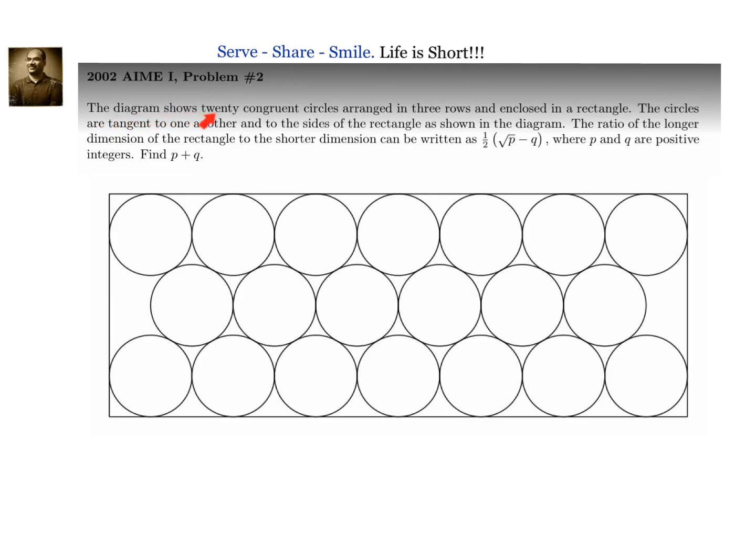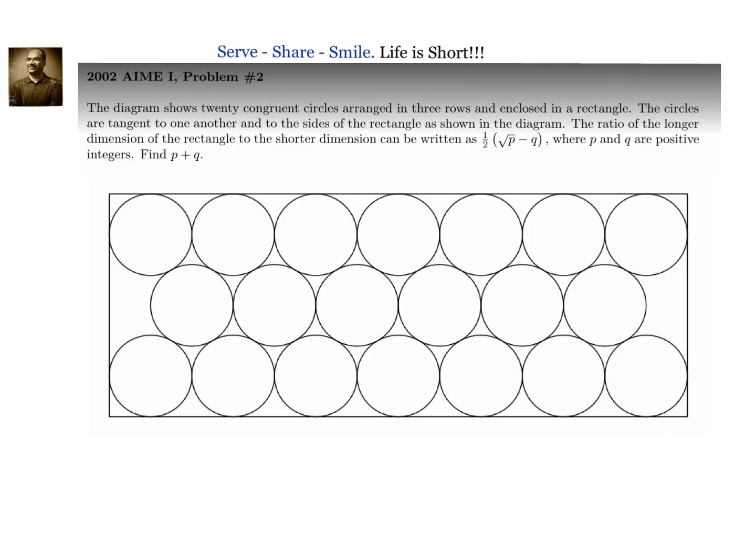The diagram shows 20 congruent circles arranged in 3 rows and enclosed in a rectangle. The circles are tangent to one another and to the sides of the rectangle as shown in the diagram. The ratio of the longer dimension of the rectangle to the shorter dimension can be written as half into square root of p minus q, where p and q are positive integers. Find the value of p plus q.